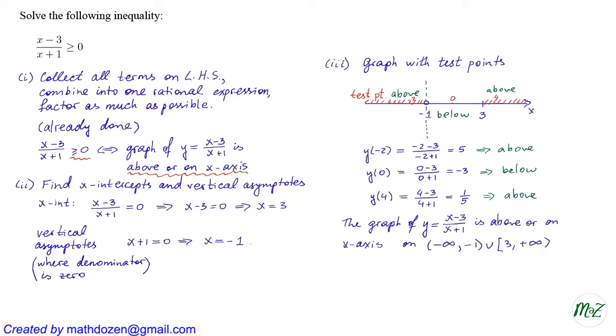So for the intervals, we have that the graph of y equals x minus 3 over x plus 1 is above or exactly on the x-axis on the interval -∞ to -1, with parentheses next to -1 because it is a vertical asymptote. The graph doesn't even exist there. Together with the interval from 3 to +∞, this time 3 is included because it is an honest x-intercept. So the difference between those 2 points is that -1 is a vertical asymptote and +3 is an x-intercept.